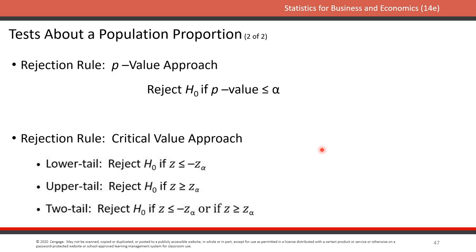Notice that with proportions, we use the z-scale, so the cutoffs for the z's are exactly what we talked about. They are the exact same thing as the cutoffs for the z's when we had the test for the mean when the population standard deviation was known. So that's what we're using here. And then the p-value approach is exactly the same.